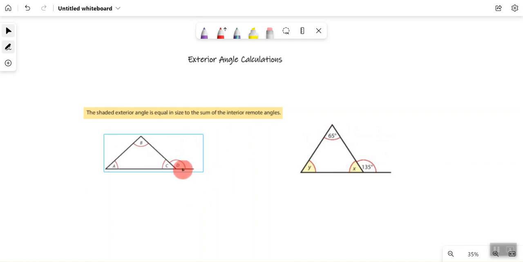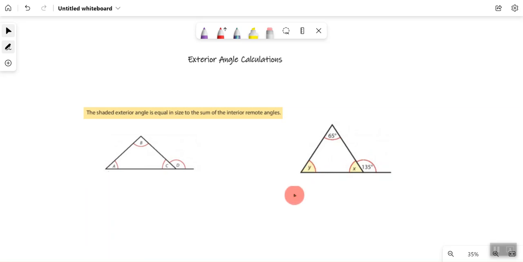So what does that mean? It means that this angle here, D for example, is going to be equal to this angle and this angle. That then translates to this question: this angle here is going to be equal to this angle plus this angle. So we can use this rule to work out the value for y. The angle y plus this angle here, which is 65 degrees, when added together, will be equal to 135.